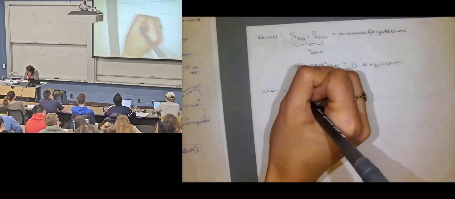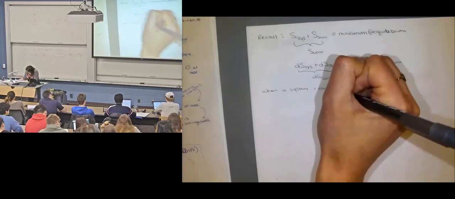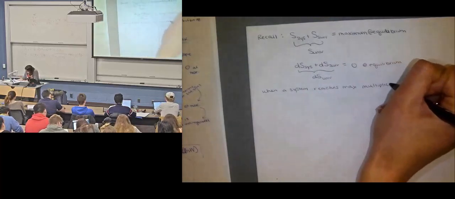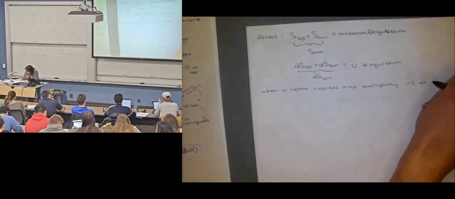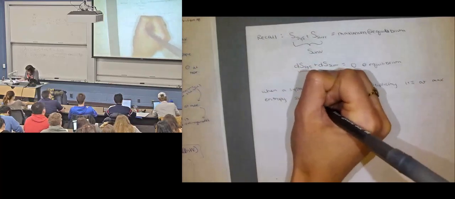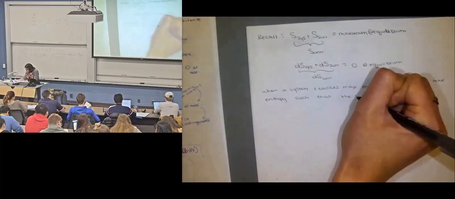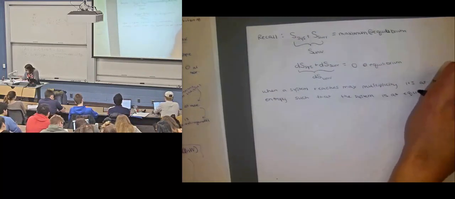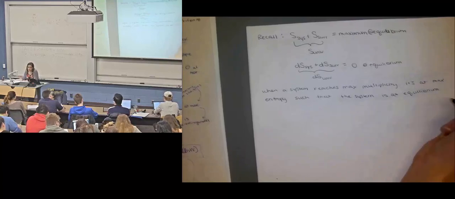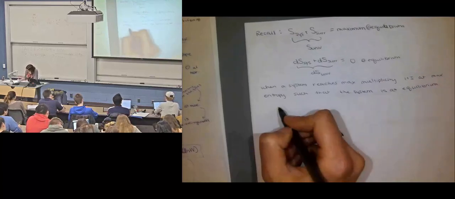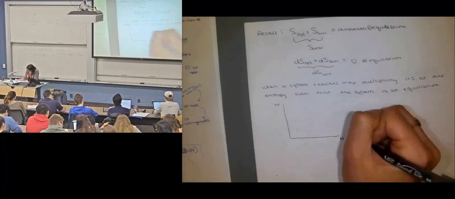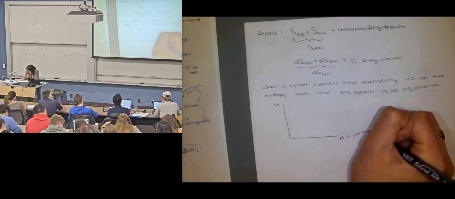So when a system reaches max multiplicity, it's at its max entropy, such that the system is at its equilibrium. And in order to move it away from there and lower multiplicity, I'd have to put in energy to get away from there. Okay? So we can plot multiplicity versus, let n here be the number of outcomes of interest.